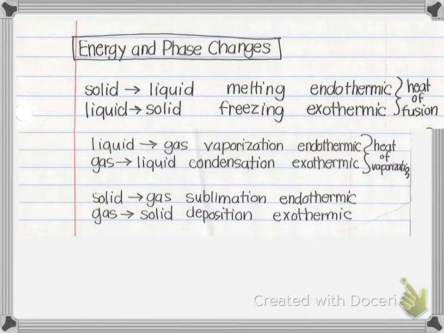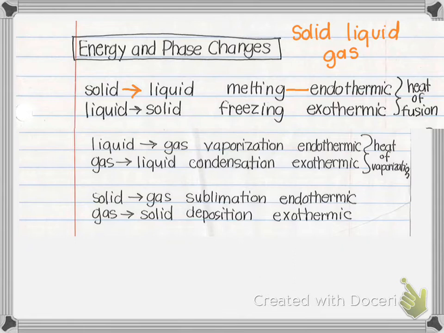Let's take a look at the energy changes that occur in phase changes. So remember, we have different phases. We have the solid state, the liquid state, and the gas or vapor. And so we have words that we use when we're talking about going between. Solids going to liquids are called melting. And because you have to add heat to melt something, that's considered an endothermic process.